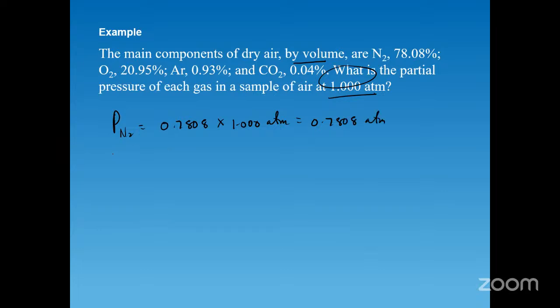And that's basically it. You can do the same type of calculation for argon, for oxygen, and for what's the other gas? Carbon dioxide, right? It's basically the same thing. So I'm going to leave that for you to do on your own, but basically that's it. You multiply the percentage by volume by the total pressure in atmospheres, and that will give you the pressure of the separate gases individually.